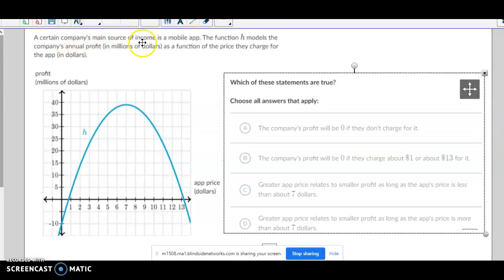All right, so here's our next one that we're going to practice with. A certain company's main source of income is a mobile app. The function H models the company's annual profit in millions of dollars as a function of the price they charge for the app in dollars. So you can see it's a quadratic graph.